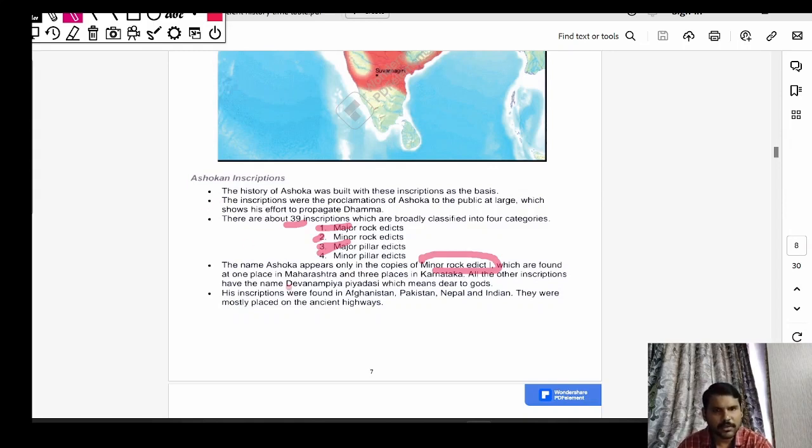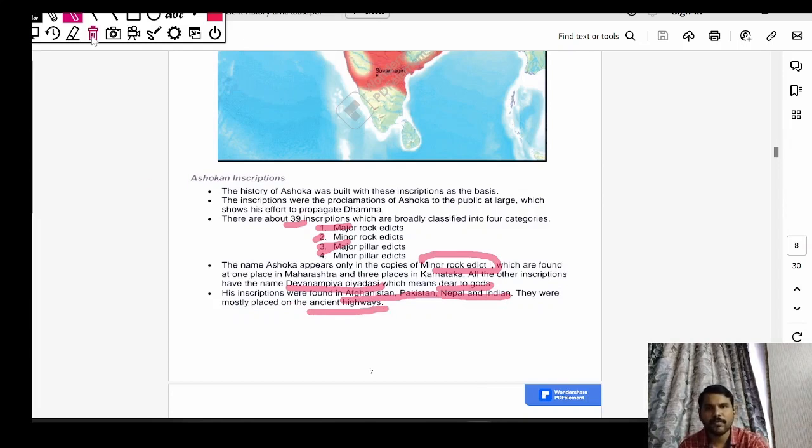This is important. Devanampiya Piyadasi, which means dear to gods. So by the time, you're saying that if you are basically born as a king, you are dear to gods also. That is why you are born like that. These inscriptions were found in Afghanistan, Pakistan, Nepal, India. They were mostly placed on the ancient highways.